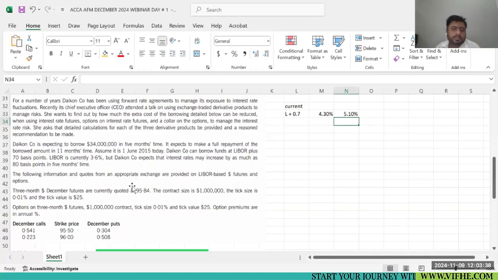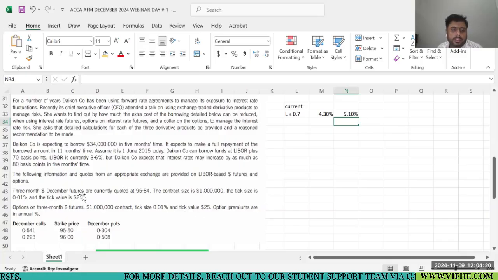The following information and quotes from an appropriate exchange are provided on LIBOR dollar-based futures and options. 3-month dollar December futures are currently quoted at 95.84. The contract size is 1 million. The tick size is 0.01% and the tick value is $25. Now, many of you might have completed this question from your portal as well. But today, what I am going to do in this question is to let you know how we treat the tick size and tick value. Although it is a big rubbish, we need to understand this big rubbish as well.